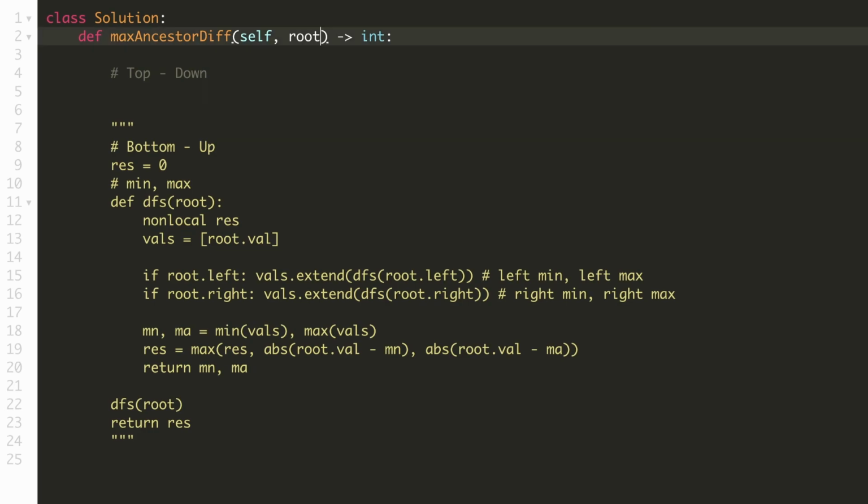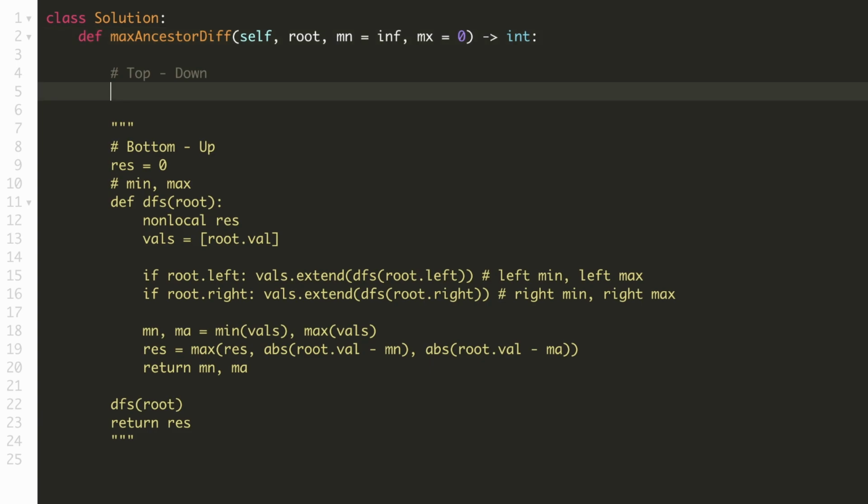Now let's implement the top-down approach. Here we have to pass the minimum and the maximum of the path to the recursive function. So we'll add 2 more parameters. Our default value for the minimum would be infinity, and for the maximum it would be 0. Let's write our terminating condition when we reach a null node. In that case, we have to return the difference between the maximum and the minimum.